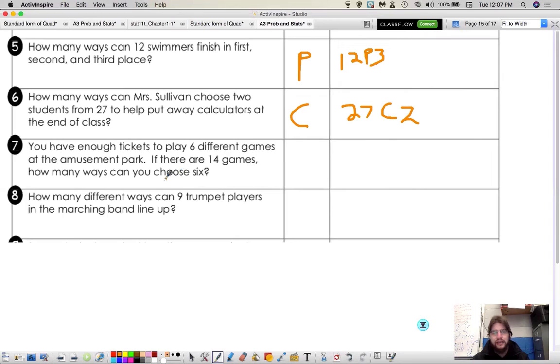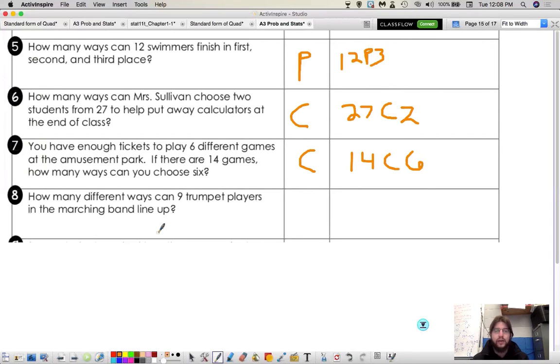We have enough different tickets to play 6 different games at the amusement park. There's 14 games, and you want to choose 6. It doesn't matter if we do the ring toss and then the whack-a-mole, or the whack-a-mole and the ring toss. It's the same group of 6. That's a combination. The order does not matter there.